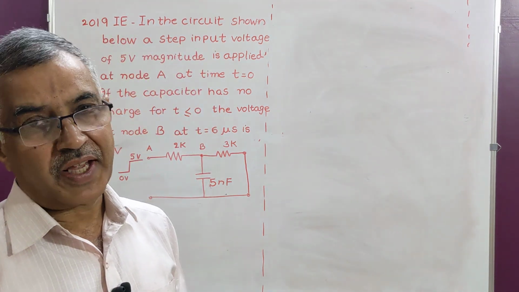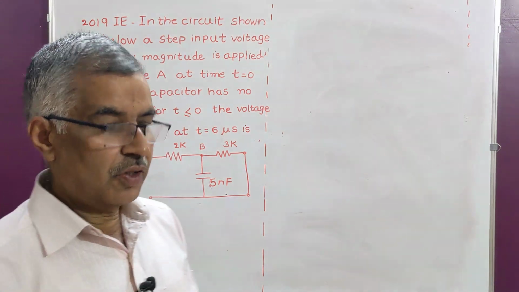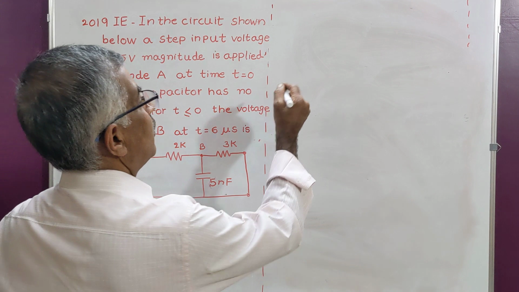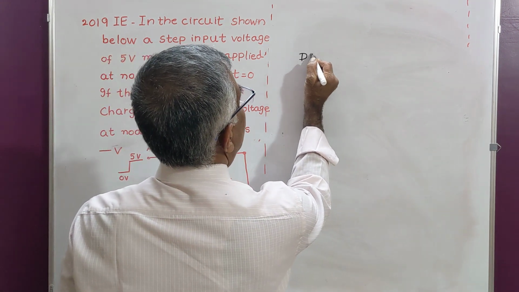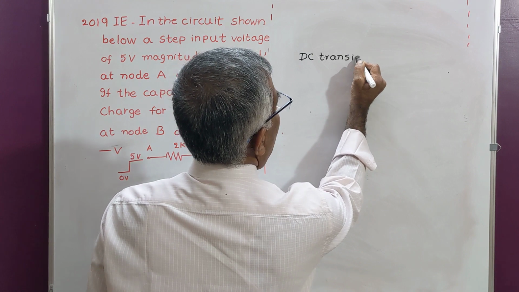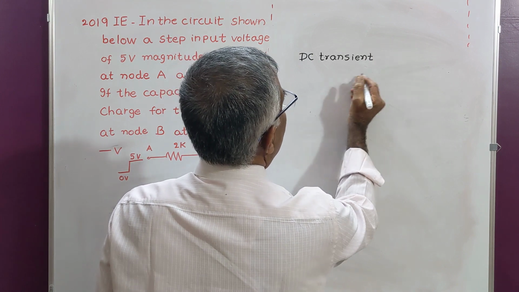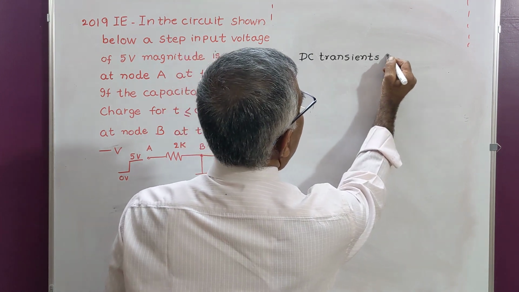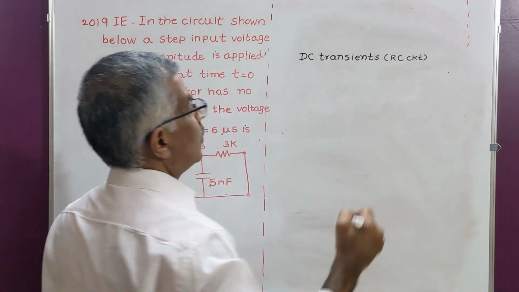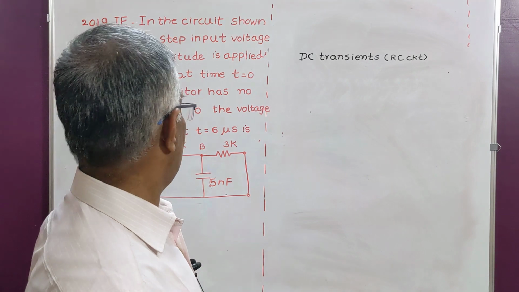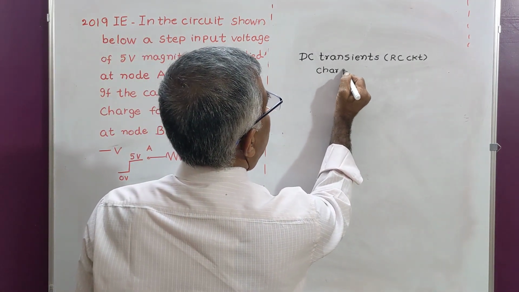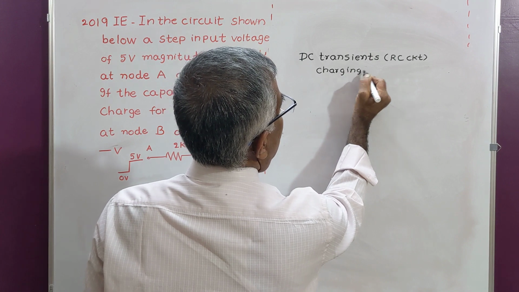6 microseconds? Now first of all, you identify this problem as belonging to the chapter DC transients. If you want to be specific, it is DC transients coming under RC circuit. To go further, it is on charging of capacitor.